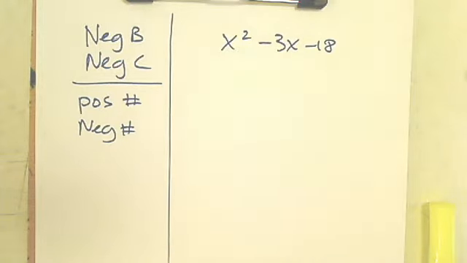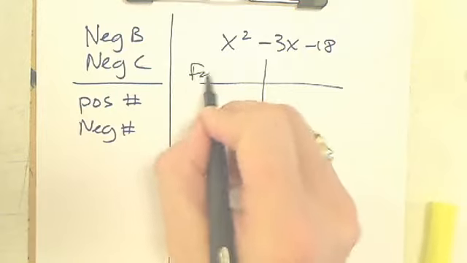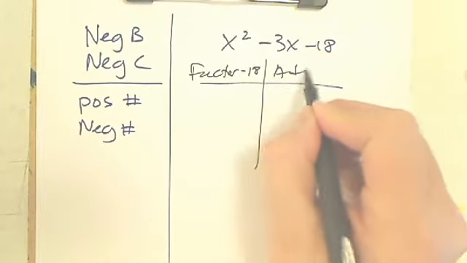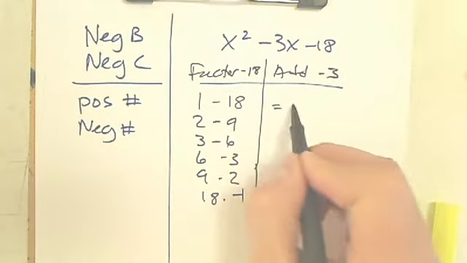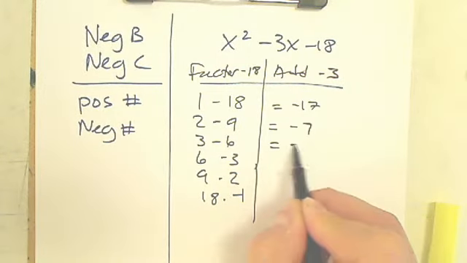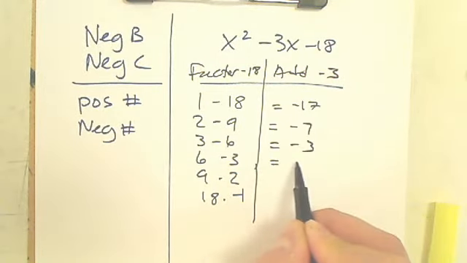So here we're looking for the factors of negative 18 that add up to negative 3. Starting with positive 1 and negative 18, keep going. 2, negative 9, 3, negative 6, 6, 9, 18. Okay, so those are all your negative factors. This one adds to negative 17, negative 7, negative 3, positive 3, positive 7.